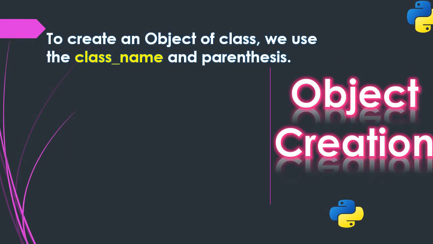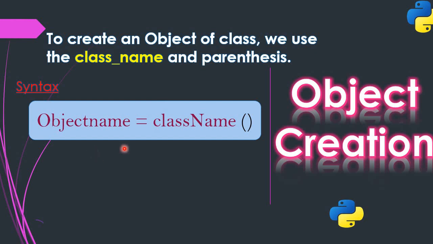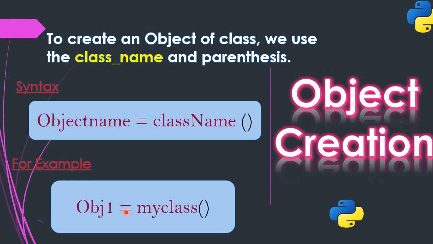To create an object, we use the class name and then the parentheses. Parentheses are the round brackets. So the syntax for creating an object is, first we write the object name we want to create, then equals, then the class name and parentheses. Now let's see an example. If I want to create my object as obj1, I have to write obj1 equals MyClass. That's it. Now this obj1 is an object of the class MyClass.